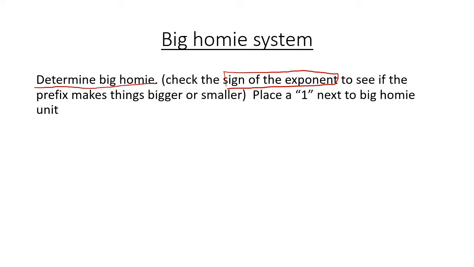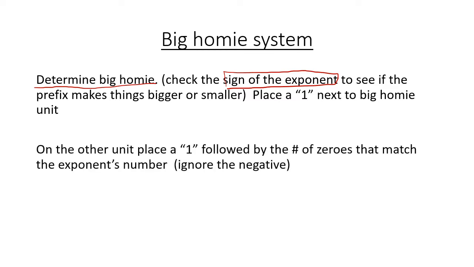Okay, and I typically set a 1 next to big homie. Big units should have small numbers, and 1 is typically what I use as my small number. Now on the other side, I typically then use 10 to some power, and so I basically strip off the negatives and I just look at the exponential number, and that will tell me how many zeros should go after the 1. And so if it says 10 to the negative 2, I basically ignore the negative and I make it 100. 10 to the second power is 1 with 2 zeros after it. And so that's typically what goes on the other side that doesn't have the 1.